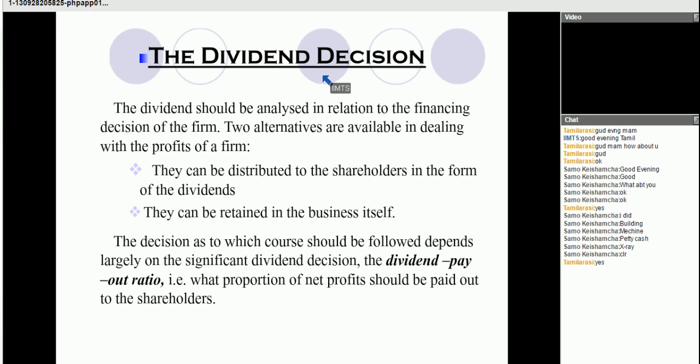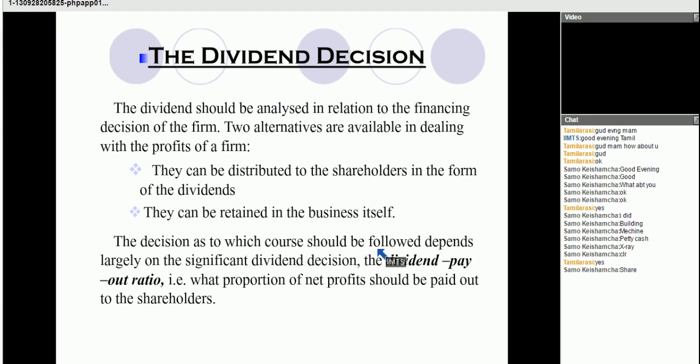The next is the dividend decision. Dividend is a very important part of company's financial management. Why is it so important? You know what is dividend? Samu and Tamil, you know the meaning of this word? Dividend? Share. Yes, it is a return on the shares which is given by the company. It's the return on the shares.